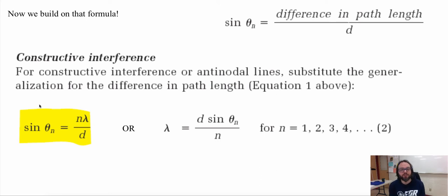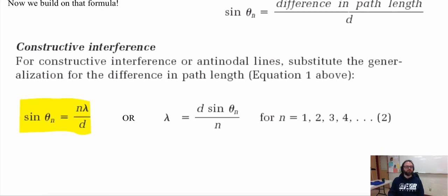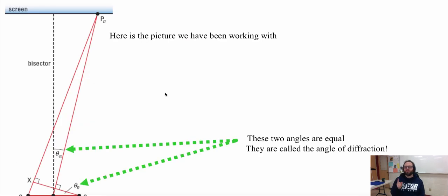So for constructive interference or antinodal lines, we substitute a generalization for the difference in path lengths from above. Okay? So we say n lambda will give us our angle. So this could even help us find my angle. Or in other words, if we're trying to find the wavelength, we have my distance between slits, and we know the angle, then we divide by which antinode we're trying to find. So n is 1, 2, 3, 4, and so on. Remember, at the central antinode, they should be the same anyway. That's why we don't have 0 there.